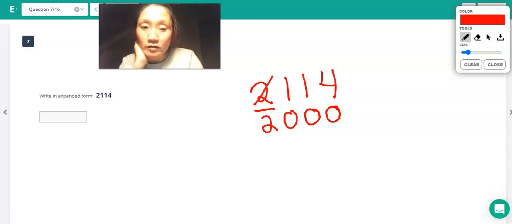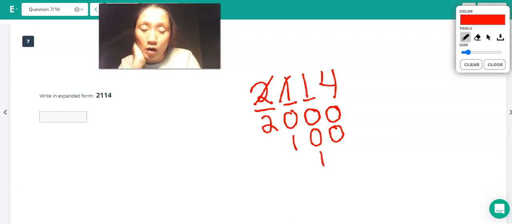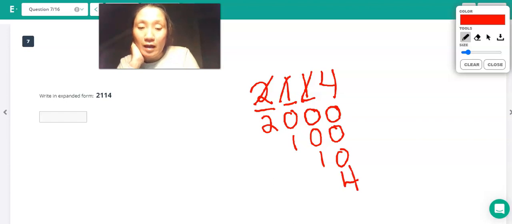Now I'm going to move over to the 1. I'm just going to write it straight underneath the 1 in the 100s place. Then I'm going to put in zeros behind everything else. And then I'm done with that number. Now I'm moving over to this one, and I'm going to put the 1 in the tens place, put a 0, and I'm done. Put the 4 straight down. Okay? Now, I rewrite this number.